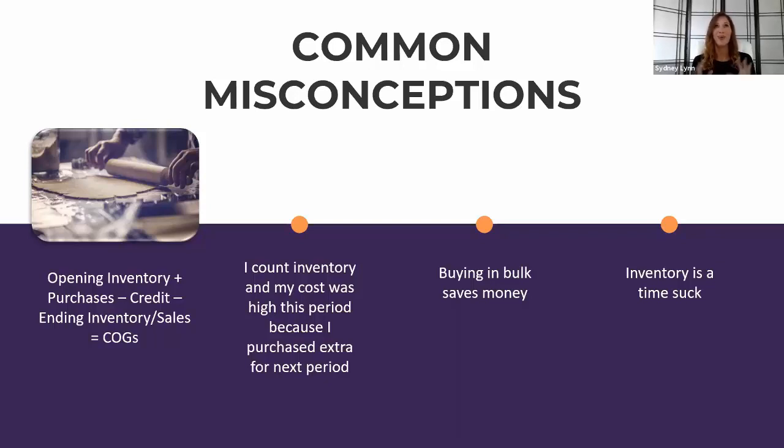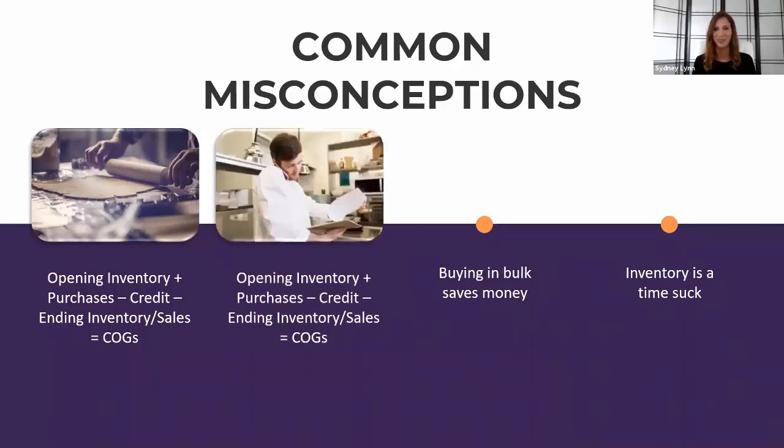Now, the next one I hear all the time. I count inventory, and my cost was high this period because I purchased extra. I took in this huge bulk order of vodka, 10 cases, and that's why my cost is so high this period. That is not the case at all. I hear this all the time, and the answer is the same as the first misconception. It makes no difference how much you purchase of a particular product. If you're taking inventory, then those higher purchases don't have any bearing on your cost of goods, because you're actually inventorying that product. So the usage will still be what you actually use throughout that accounting period.